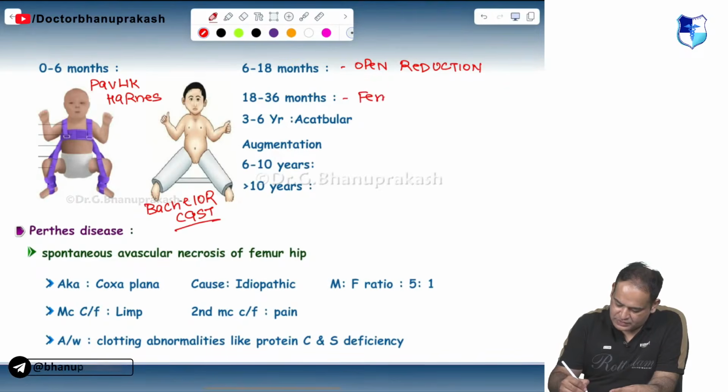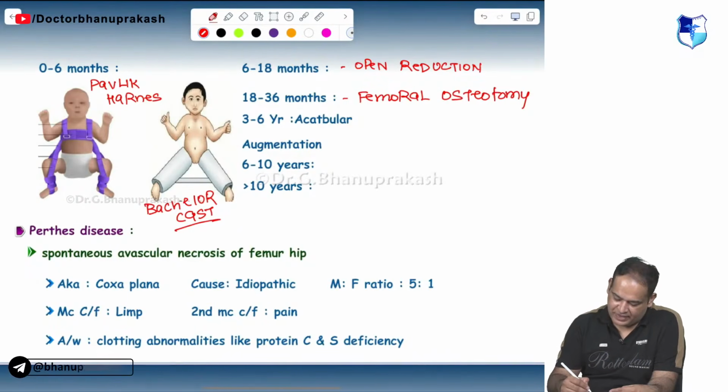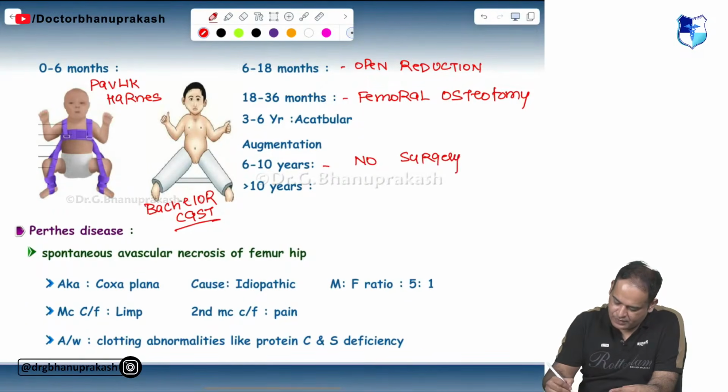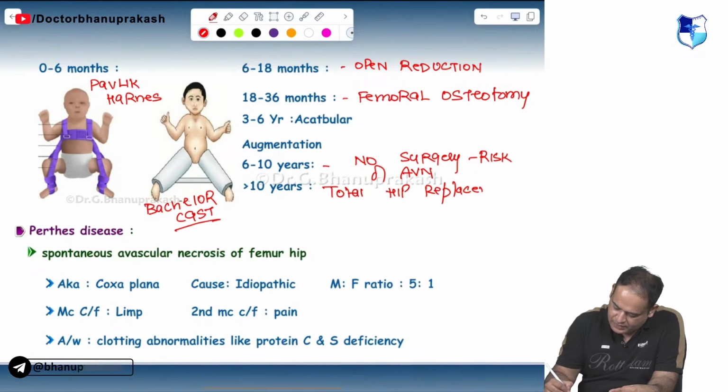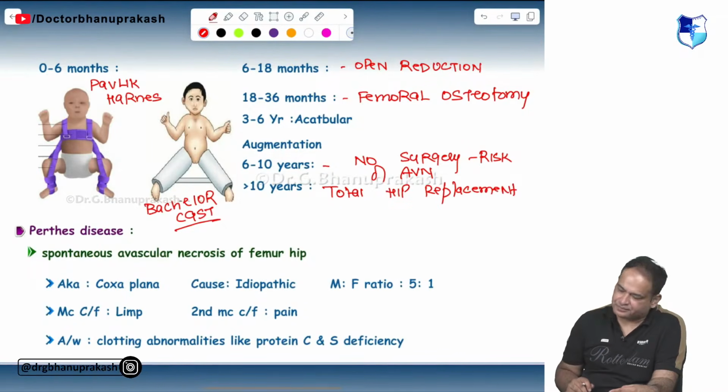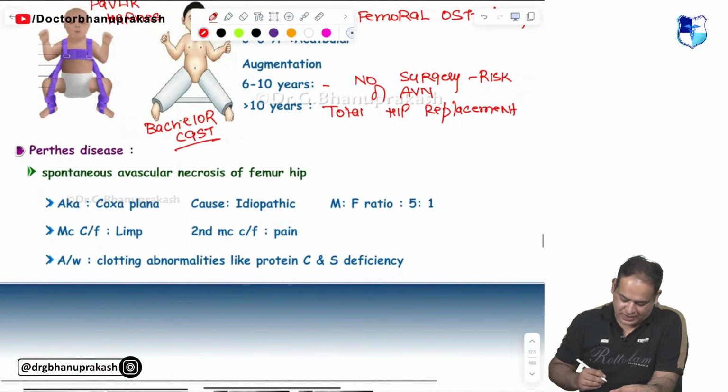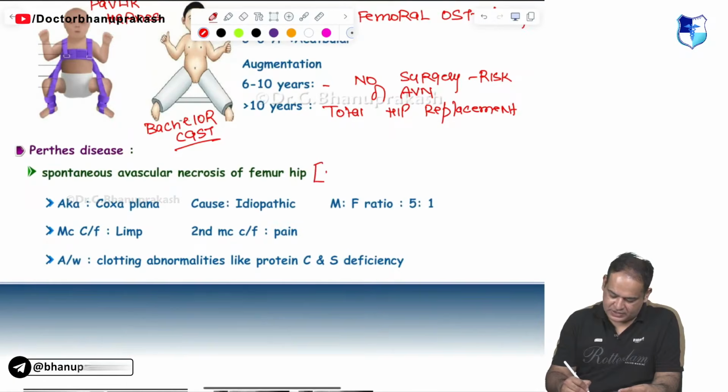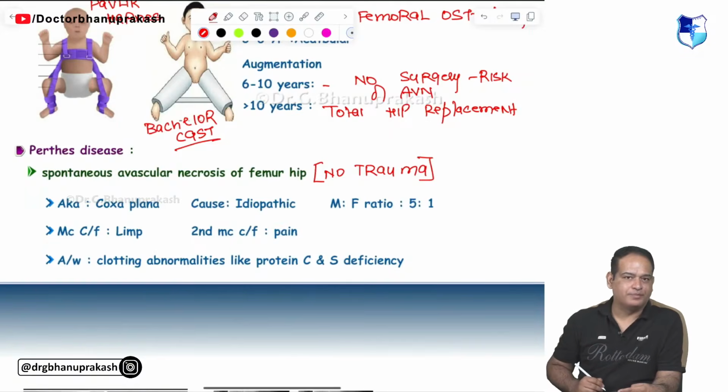18 to 36 months, femoral osteotomy. 3 to 6 years, acetabular augmentation. 6 to 10 years, no surgery because there is risk of AVN. More than 10 years, what is the treatment? Total hip replacement, right?